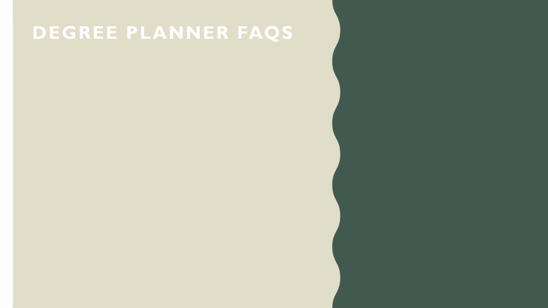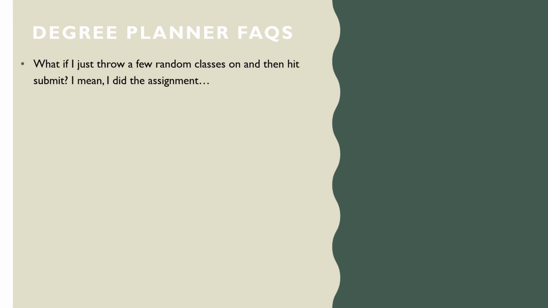So in terms of a few frequently asked questions that I get from students, some people will ask, well, what if I just throw a few random classes on and hit submit? I mean, I did the assignment. Well, if your planner is so off track that we can't answer the corrections within 2 to 3 sentences for things, you will typically get your planner declined and then you have to refill it out again.